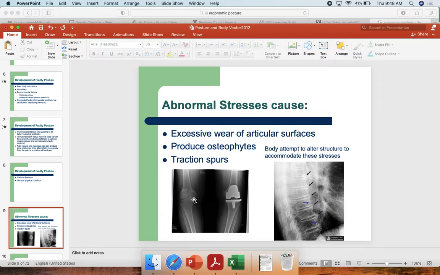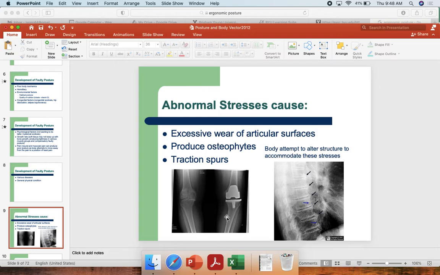And if that's the case, over time, you can see a nice picture of it here. People are going to develop osteoarthritis. They're going to wear down the meniscus on that side. They're going to wear down the articular cartilage. And it's going to contribute to pain, loss of function, loss of quality of life, et cetera. And so that's not a positive thing in our life.